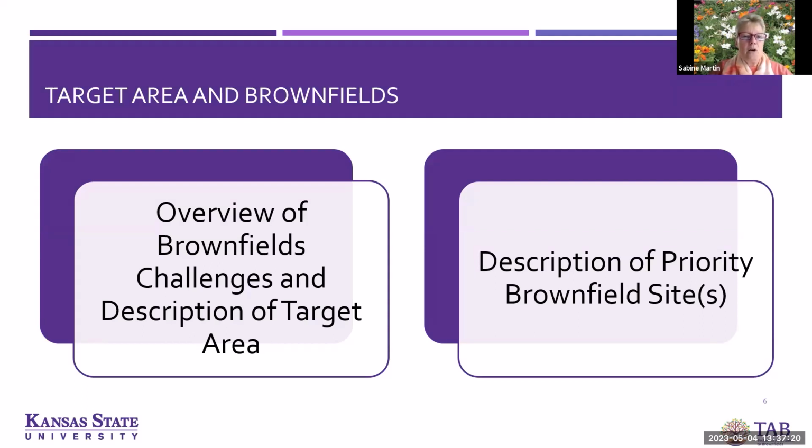So here you will be asked to give an overview of brownfields challenges and descriptions of your selected target area, and then also describe your priority site, your priority sites, plural, that you selected to write this grant application for. Next slide.